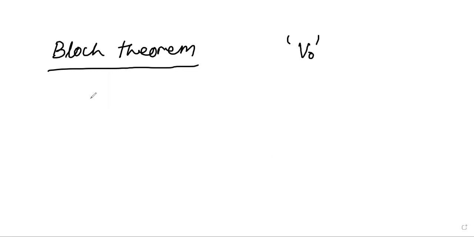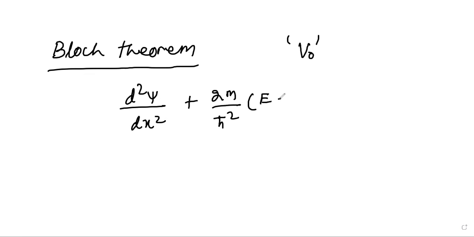is the constant potential. We can write the one-dimensional Schrodinger equation for the electron moving in this potential V naught as d squared psi by dx squared plus 2m by h bar squared (E minus V naught) psi equals 0.